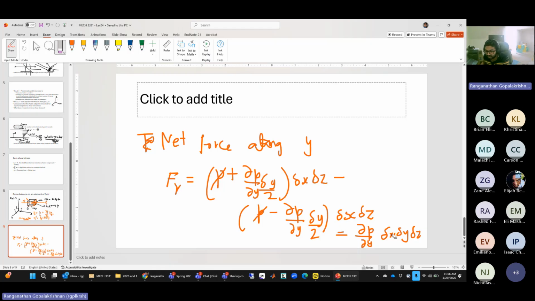Take a moment, maybe write it down and also look at it and make sure you understand it. The net force depends on the rate at which pressure changes along y. That is, the net force along y depends on the partial derivative of P with respect to y times the volume of the element.